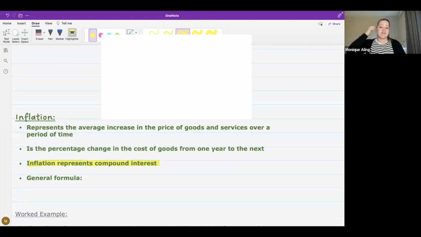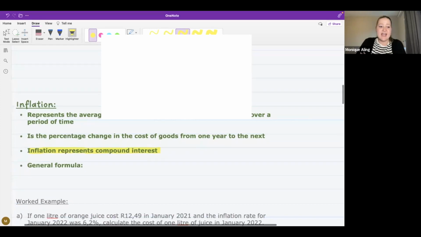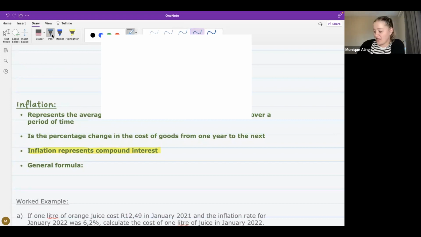So we'll hear about inflation all the time. Inflation is the reason why all of our food items, any items really, are increasing in price every single year. Then a general formula for the inflation rate is, so this is how we'd work out the inflation rate.